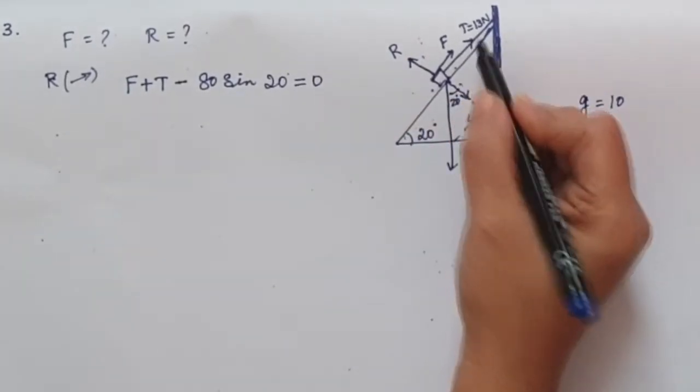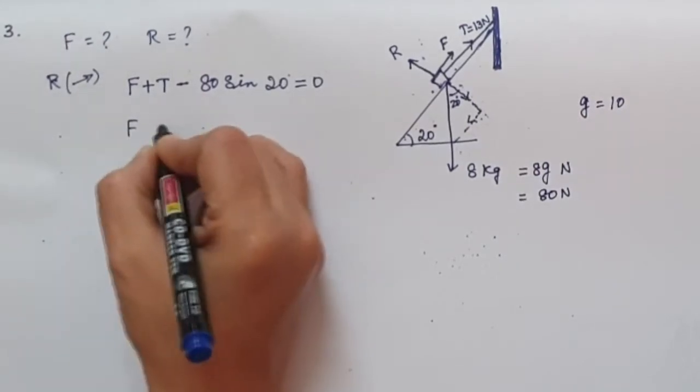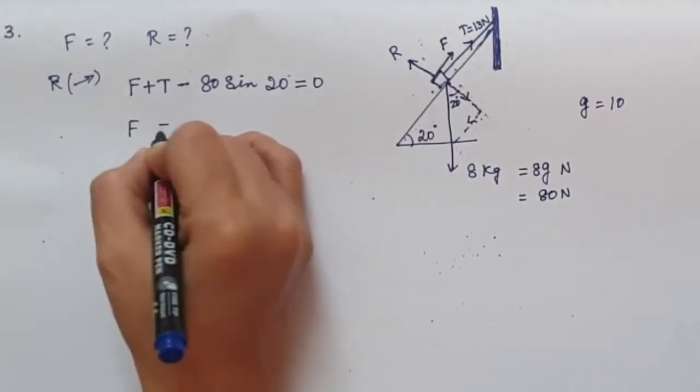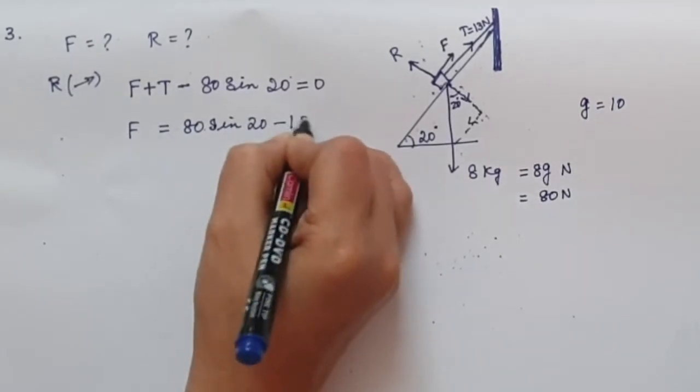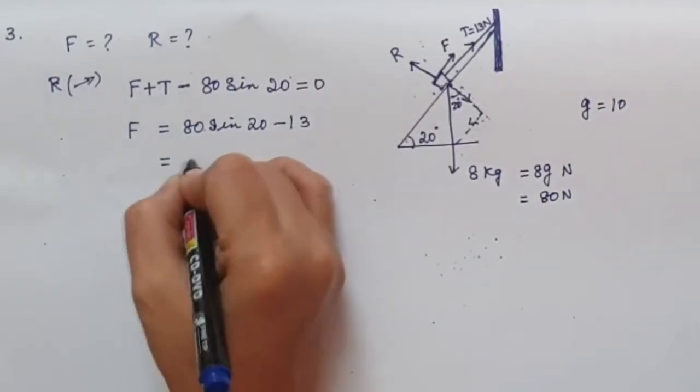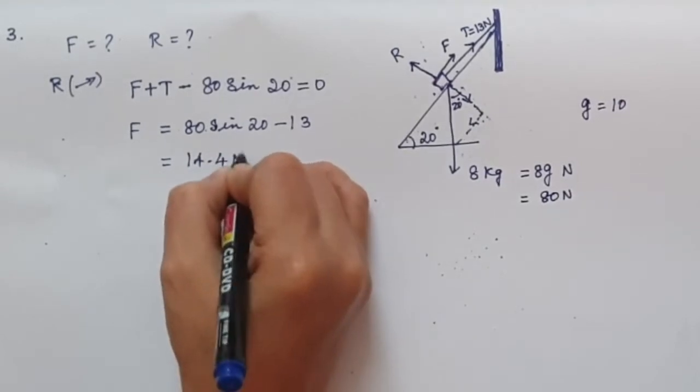That will be equal to 0, and our tension is given as 13. So F will be equal to 80 sine 20 minus 13. When we simplify it, we get 14.4 Newton.